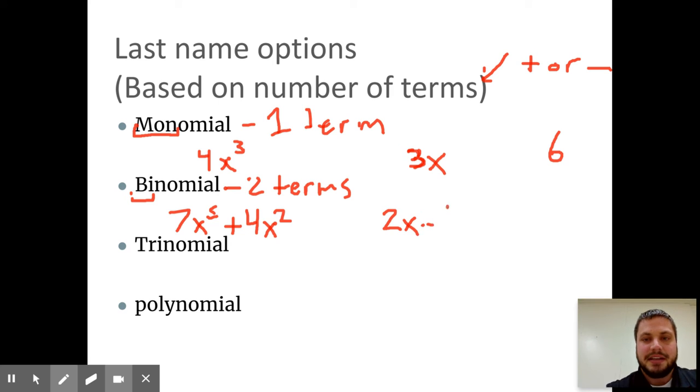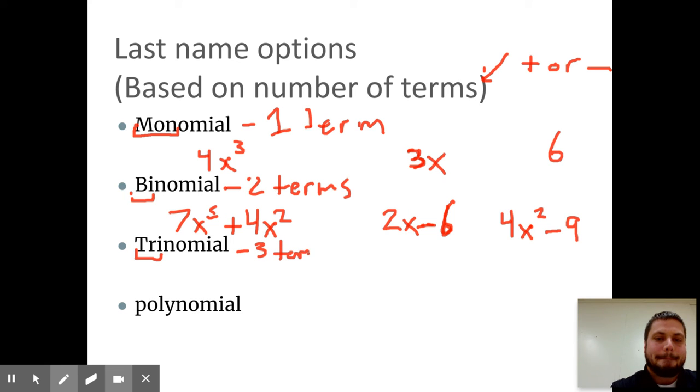This would be a linear binomial. The largest exponent I see is a 1. This would be a quadratic binomial. The largest degree I see is a 2. Prefix tri means 3 terms. Okay, so here, the first one I'll list for you, that is a quadratic trinomial.